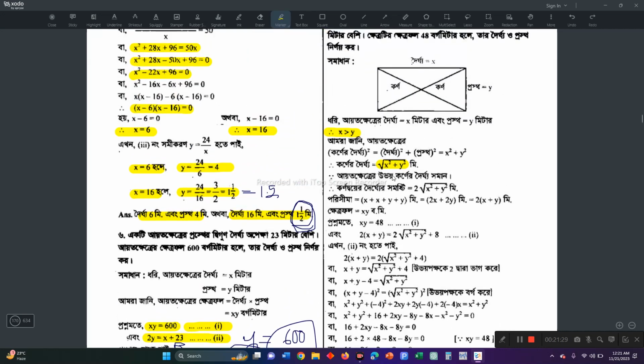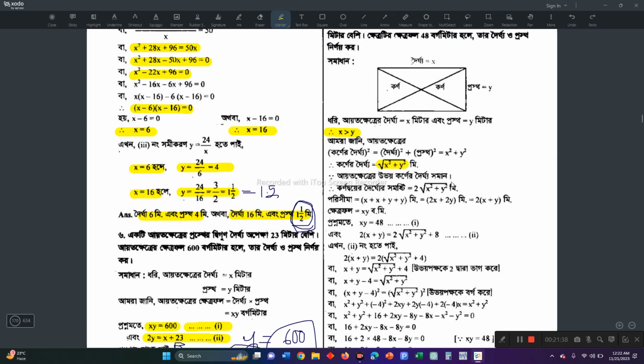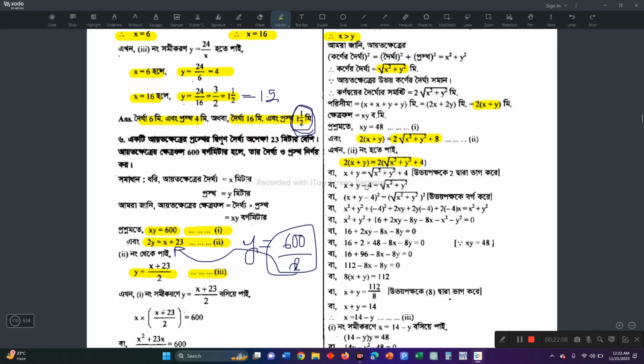So the formula of the diagonal is root over x square plus y square, and the formula of the perimeter is 2 into (x plus y). According to condition number 1, 2 into (x plus y) is equal to 8 plus the sum of its diagonals, that means 2 into root over x square plus y square plus 8. From this equation, after calculation, we get x plus y is equal to root over x square plus y square.